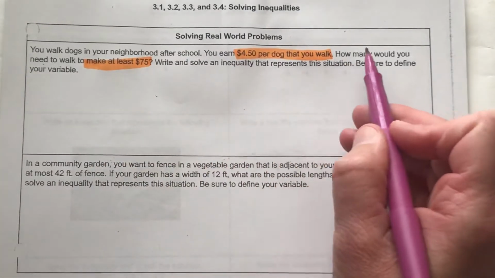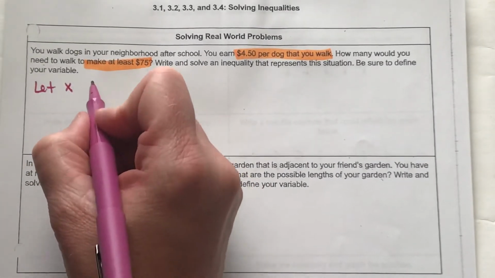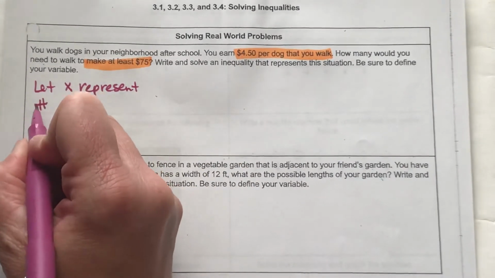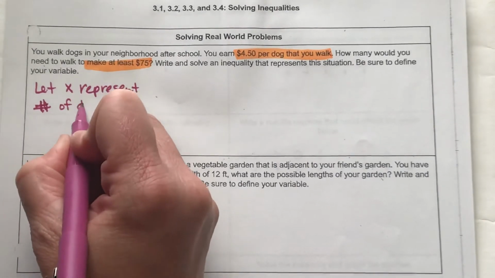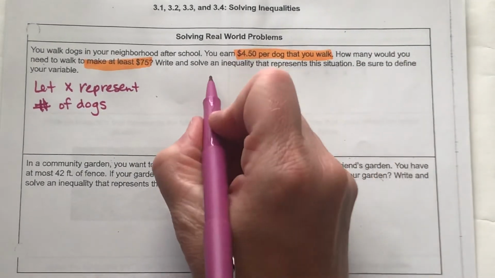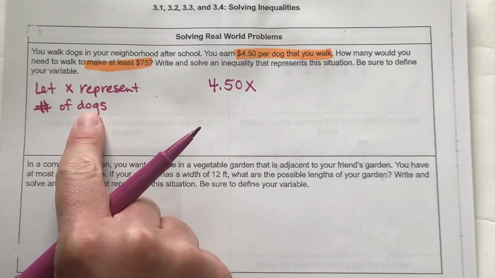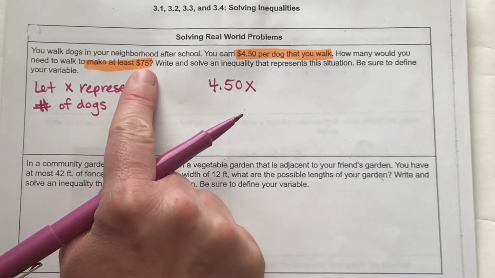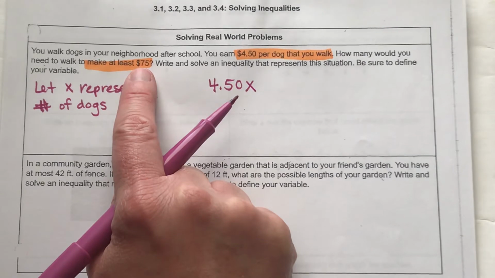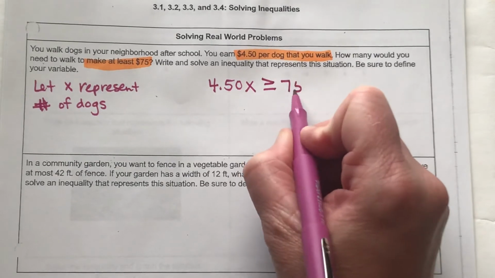So if I'm solving for how many I would have to walk, I'm going to let X represent the number of dogs. So I'm going to use that number symbol. If I'm making $4.50 per dog, that's 4.50 per X, meaning X representing dogs. And if I want to make at least $75, what that's really saying is I want to make that minimum, meaning $75 or more. So the amount I'm earning, I want to be greater than or equal to $75.